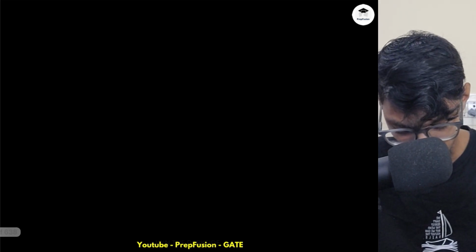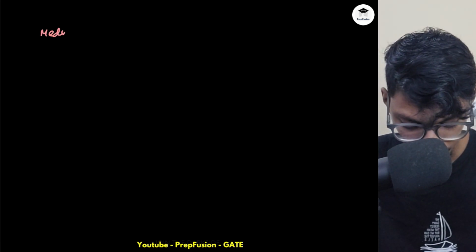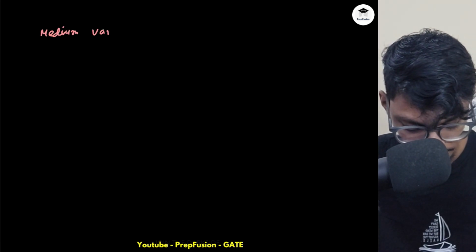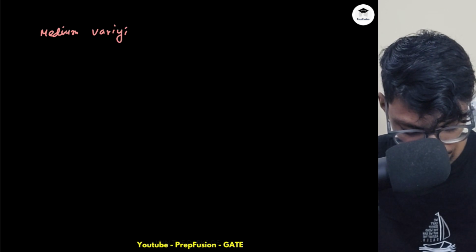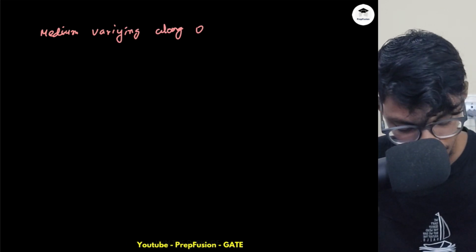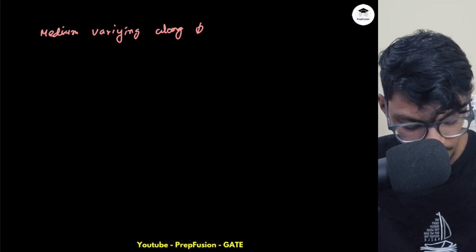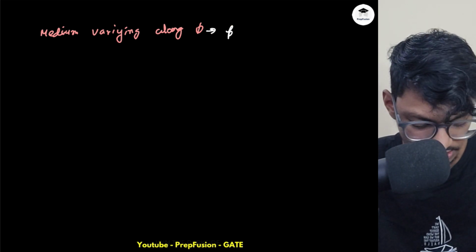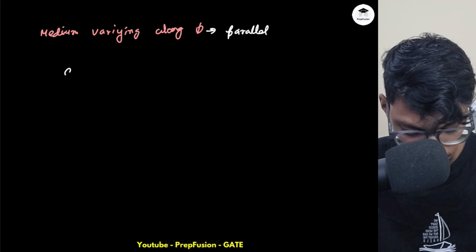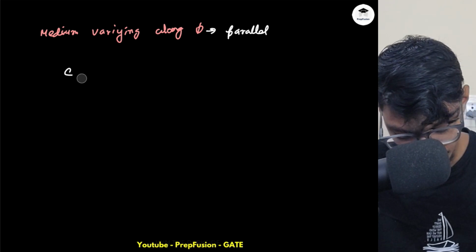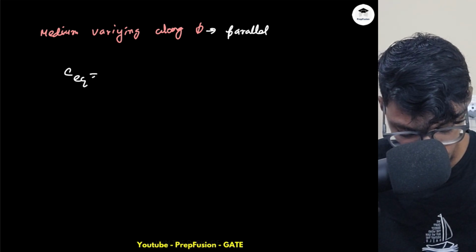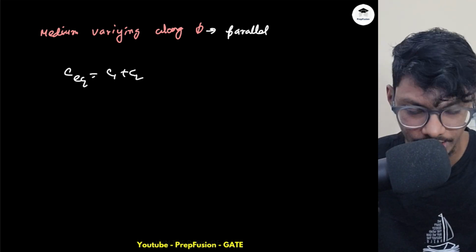Again, the first point that I will write is: medium varying along phi. So if the medium is varying along phi, what can I say? Then they are simply connected in parallel. So my C equivalent, and why are they in parallel? Because the electric field is tangential. All these things you know, C1 plus C2, right?